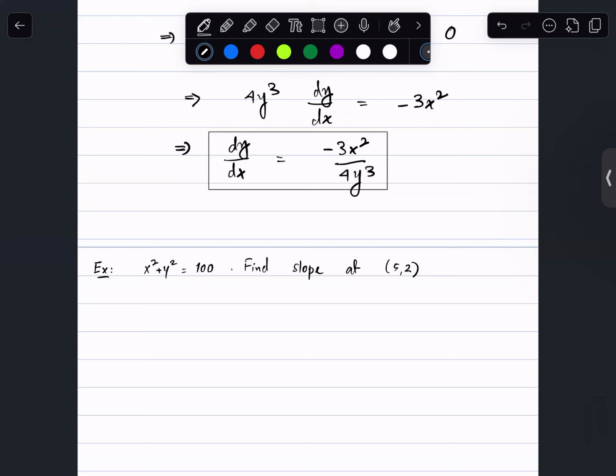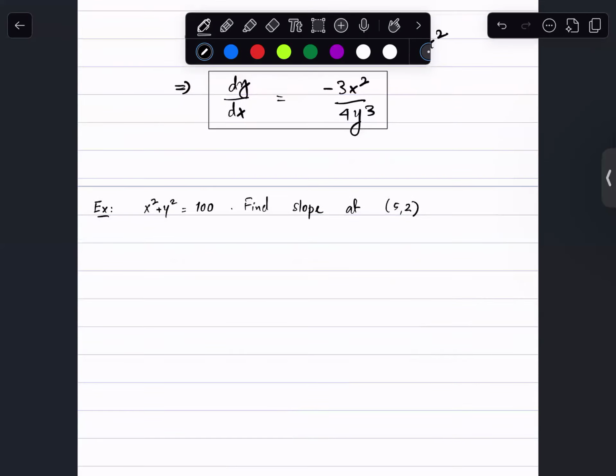The next example is I have an equation which is x squared plus y squared equals 100. If you recall, this is the equation of a circle of radius 10 and center at origin. You have to find the slope at the point 5 comma 2. So if you recall, that slope is just dy over dx, right? So basically, you are being asked to find dy dx at the point 5, 2.